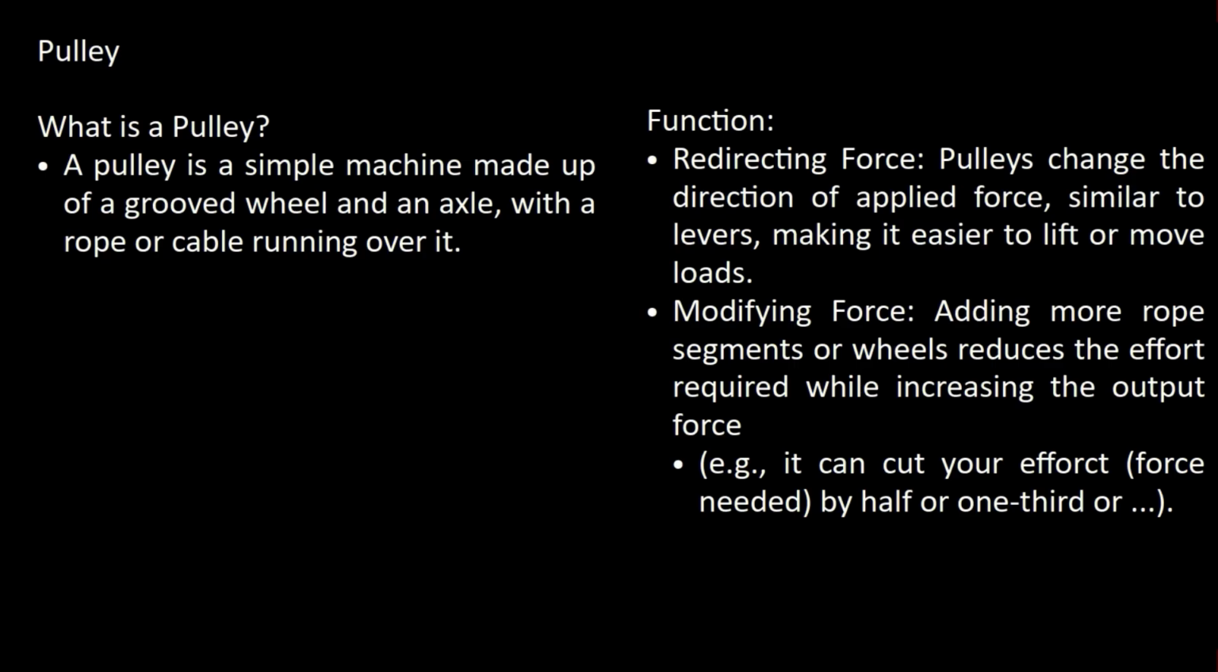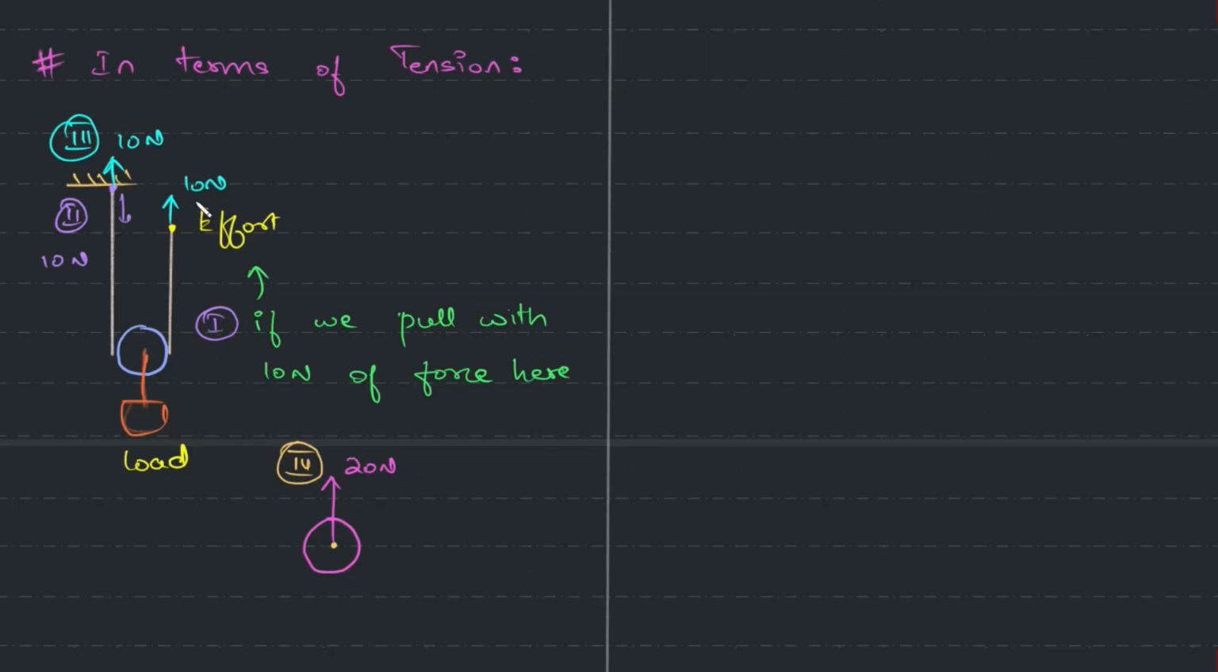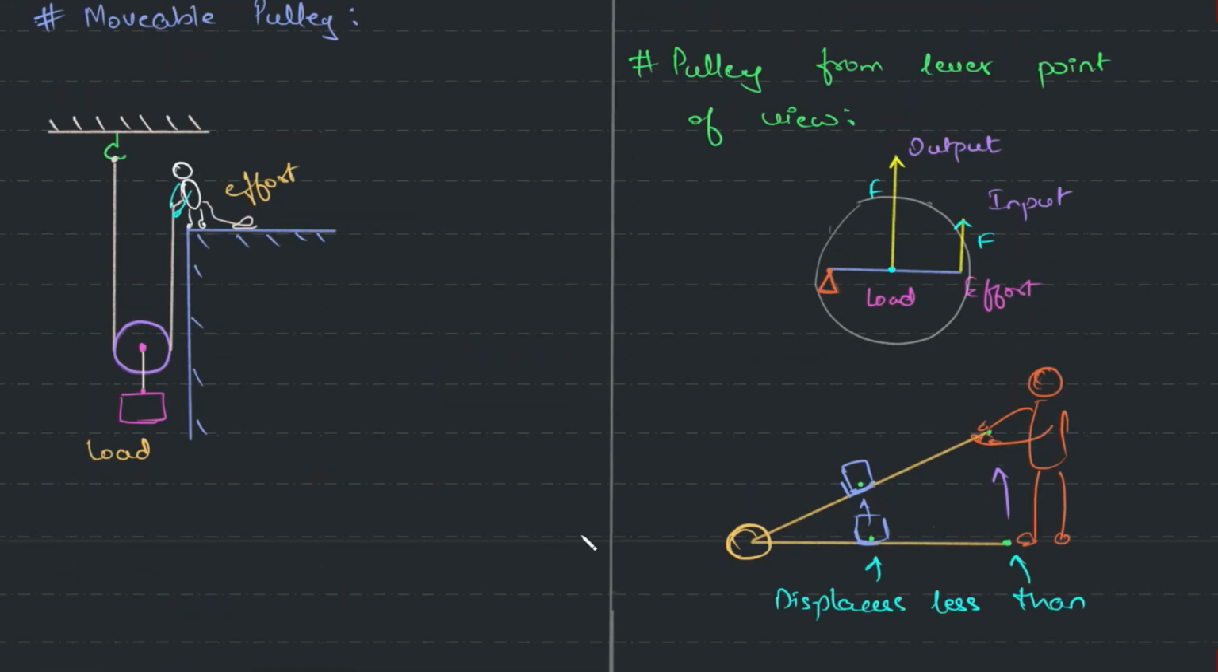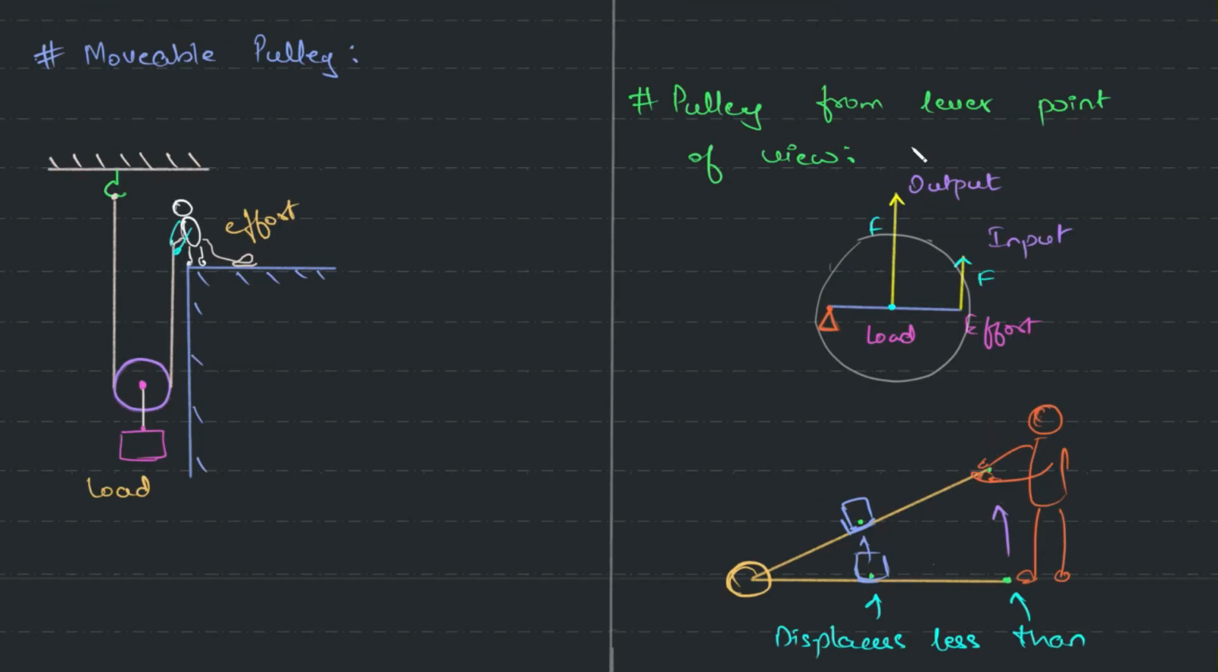So adding more rope, segment or wheel reduces the effort required while increasing the output force. Can you see this? I put an effort of 10 Newton, but I'm getting an output of 20 Newton. If you look at this diagram also, if you remember, using a lever, the same thing can be done. There is a famous dialogue, right? You give me a lever and a fulcrum, I can move the world. That is not technically true, but the point is, you can move heavier things.